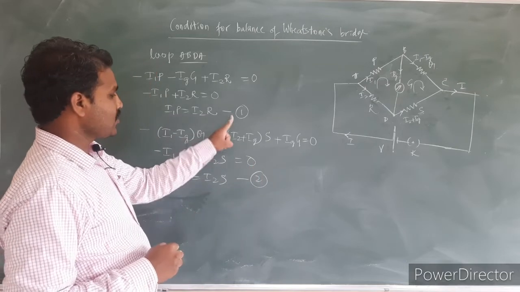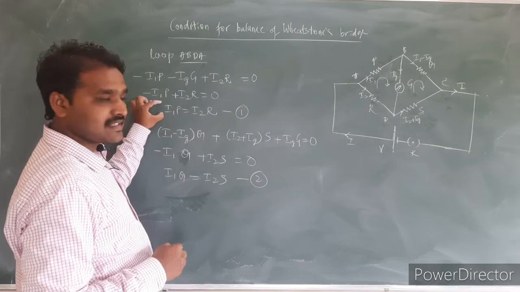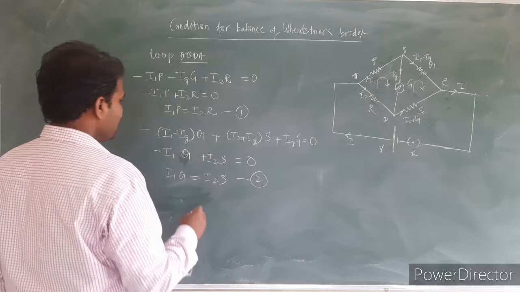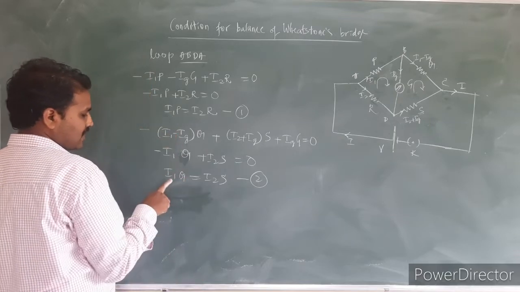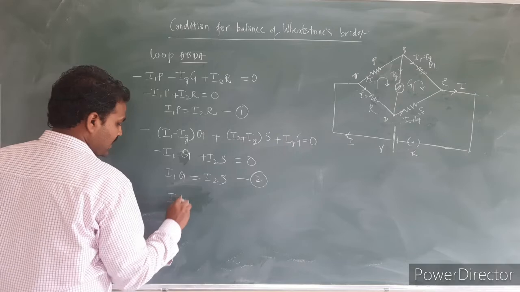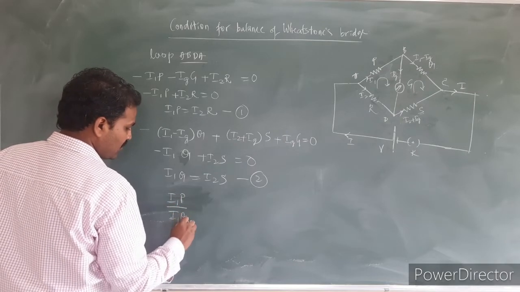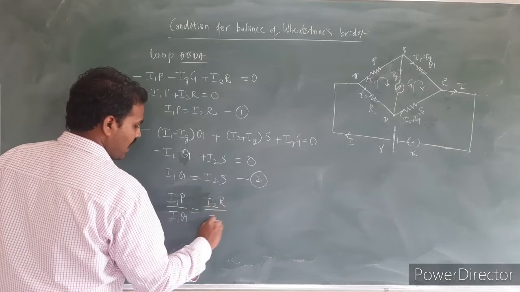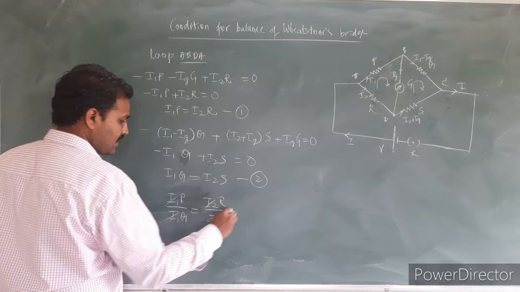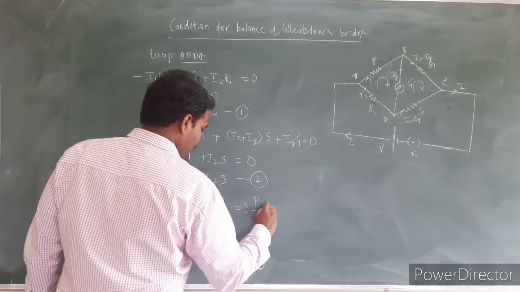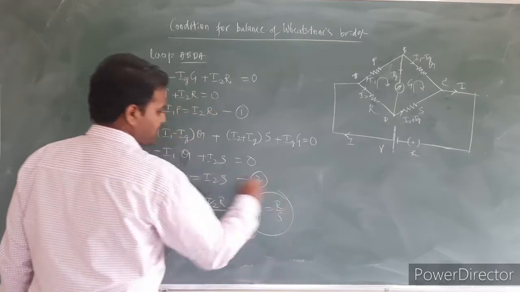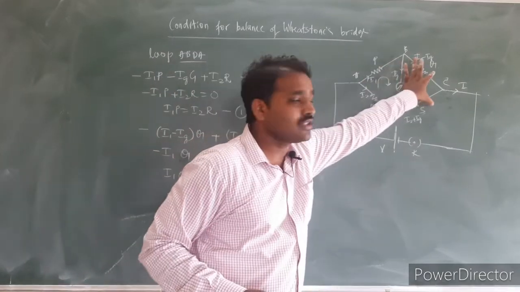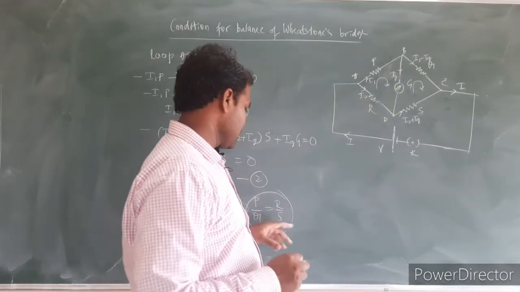Okay, consider equation number 1 and 2. Let us divide LHS by LHS and RHS by RHS. That ratio will be the same. So by dividing the LHS of the first equation by the LHS of the second equation, I can write I1P divided by I1Q is equal to the ratio of RHS, that is I2 into R divided by I2 into S. These two get cancelled here. Hence we get the condition P by Q must be equal to what? R by S. Okay, so the ratio of these two resistances must be equal to the ratio of the remaining two resistances.